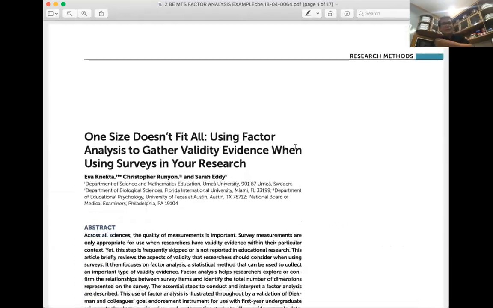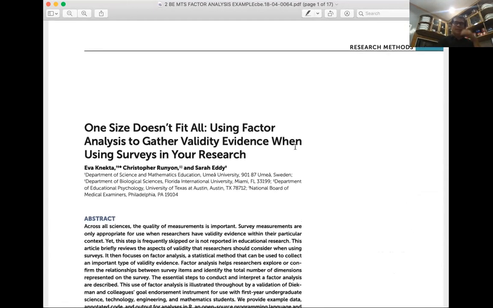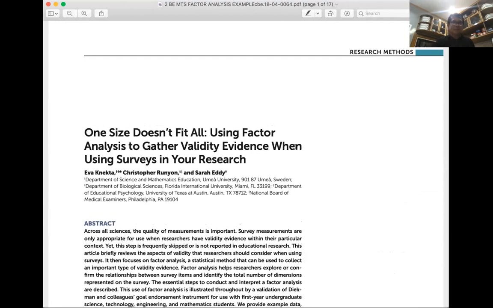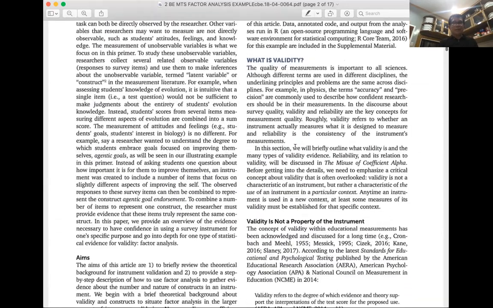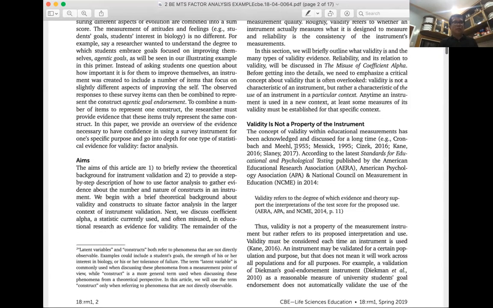So factor analysis being used in validation. I got this from a journal, and the title is One Size Doesn't Fit All, using factor analysis to gather validity evidence when using surveys in your research. So factor analysis is being used for validation of a certain instrument.